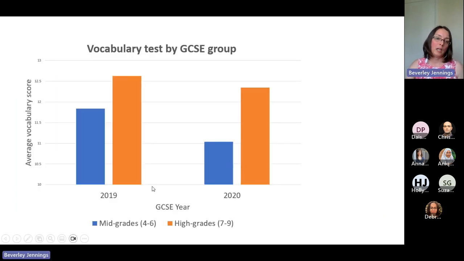And again, we've got this relationship in 2019, the mid-grade group got lower average vocabulary scores than the high-grade group. And in 2020, the mid-grade group got lower average vocabulary scores than the high-grade group. And again, that's a strong relationship.